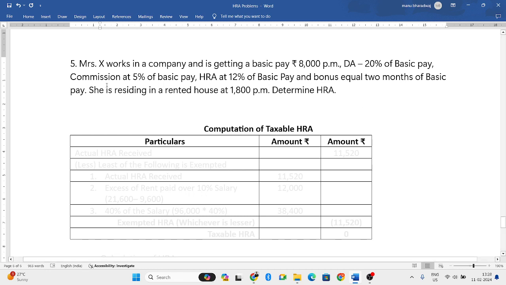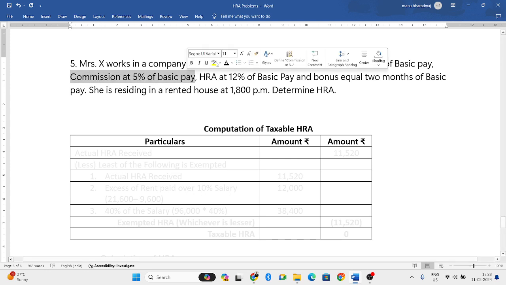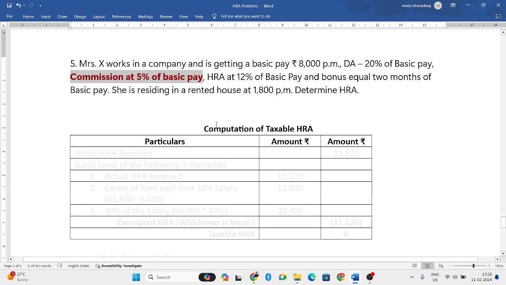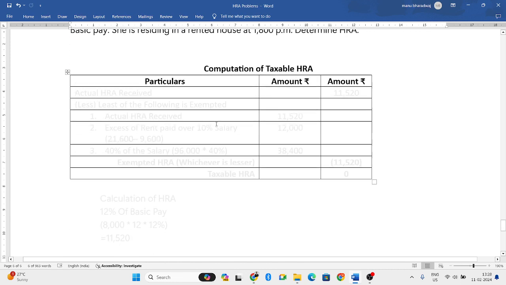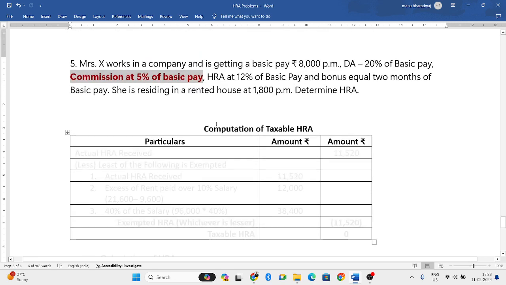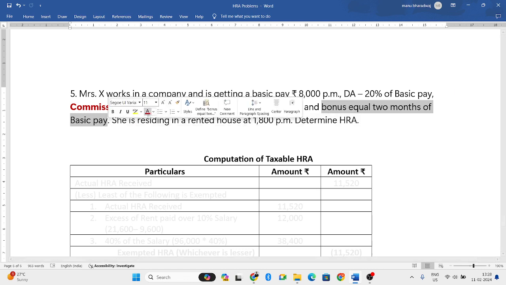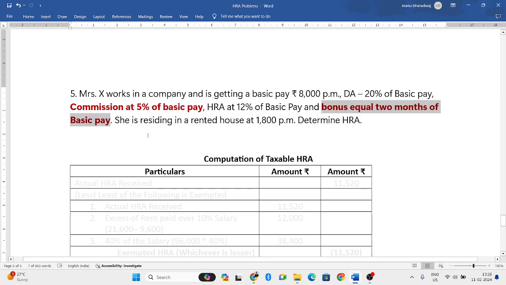So we should not consider this commission because while computing the salary for house rent allowance, we will take commission based on the turnover, but not the commission based on basic pay. Commission should be based on turnover. HRA at 12% of basic pay. So house rent allowance is 12% of basic pay and bonus equal 2 months of basic pay. So bonus is 2 months of basic pay, but anyway we will not consider any bonus. Bonus also should be ignored. Ignore that.